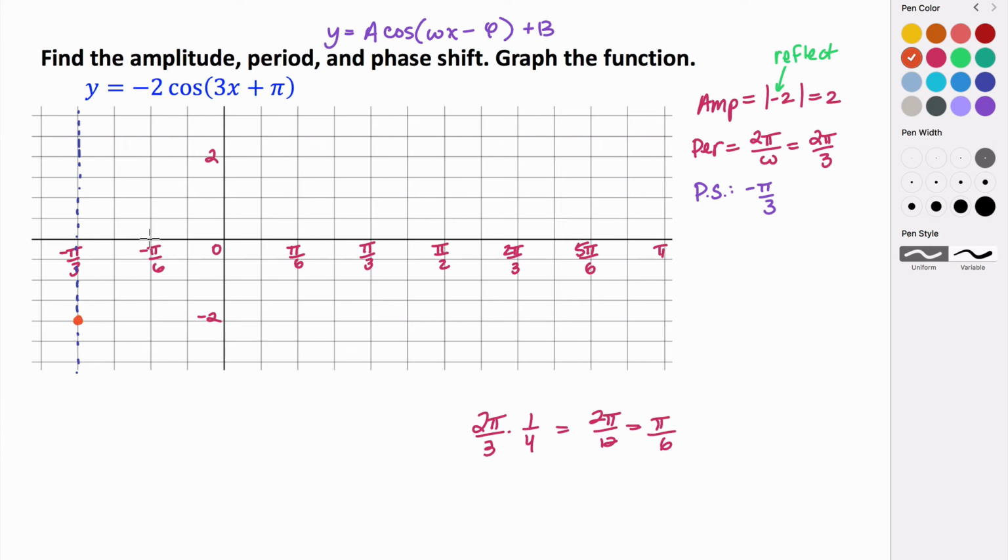So at the start, it's going to be a minimum. At pi over 6, it's going to be an x-intercept. At 0, it will be a maximum. Then an x-intercept, and at pi over 3 it will be a minimum. That's the first cycle of our cosine function here. So it's like this.